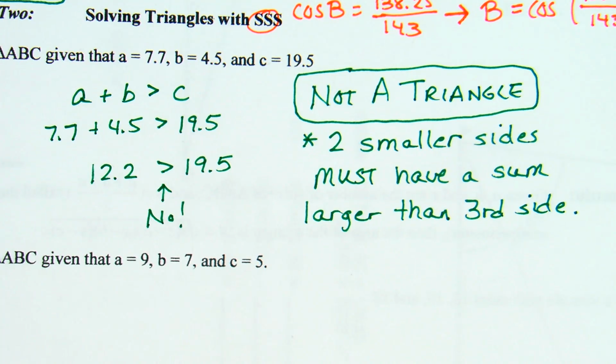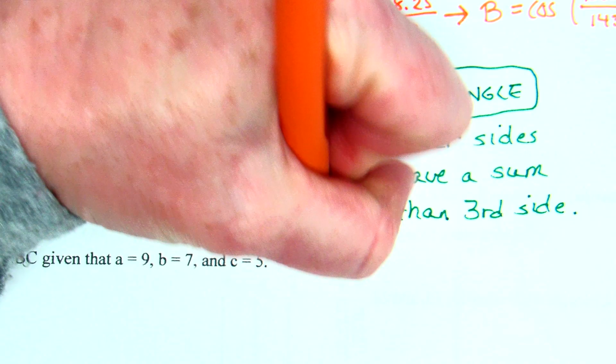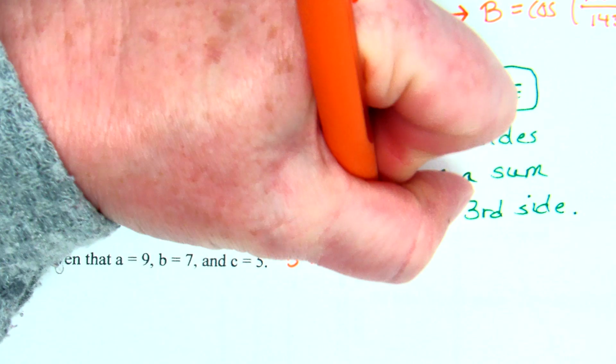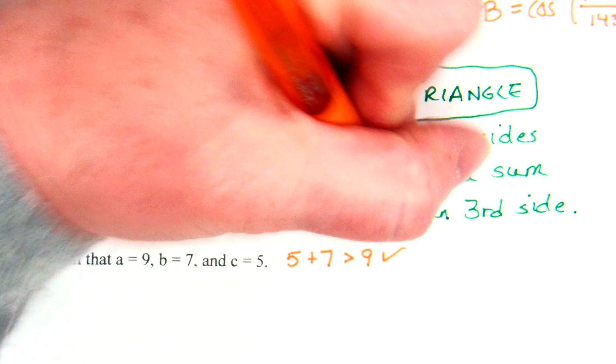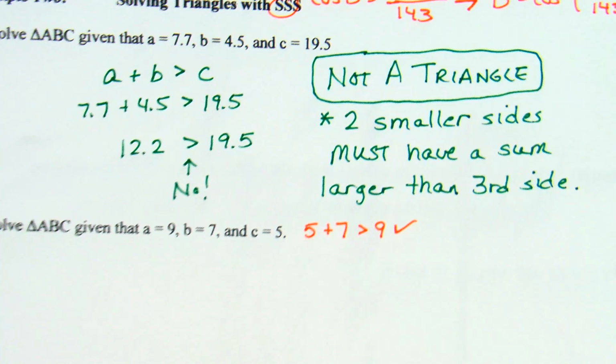Okay, let's try B then. Solve triangle ABC, given that A is 9, B is 7, C is 5. Stella says we have to do this one because the smaller sides, 5 plus 7, add to be 12, and 12 is greater than 9. That is my quick check of, oh, yep, we have to do this one. I guess I could get zoomed out so we can actually see this.